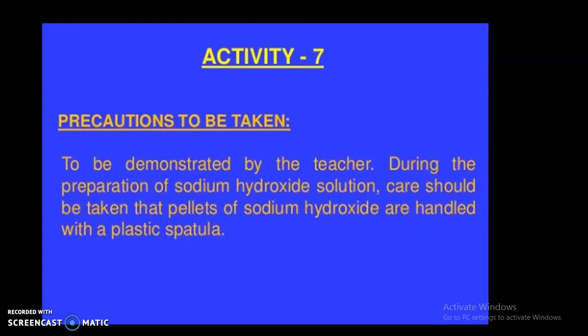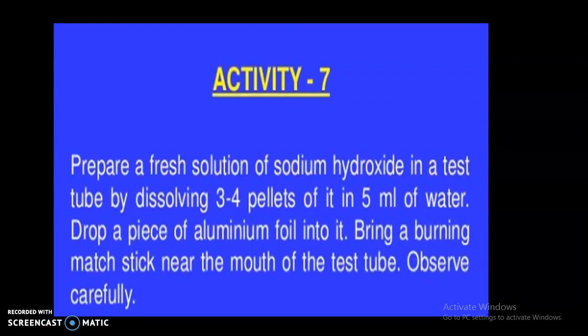Okay. So to show that reactive metals react with solution of bases to form hydrogen gas, again we are going to conduct an activity, and during the preparation of this we are going to make a sodium hydroxide solution, which we have to be careful while making, and it has to be used with a plastic spatula. So prepare a fresh solution of sodium hydroxide in a test tube by dissolving 3-4 pellets of it in 5 ml of water. We are going to make a solution which is a base here, sodium hydroxide, and we are going to mix it with water, adding 3-4 pellets of sodium hydroxide in it.